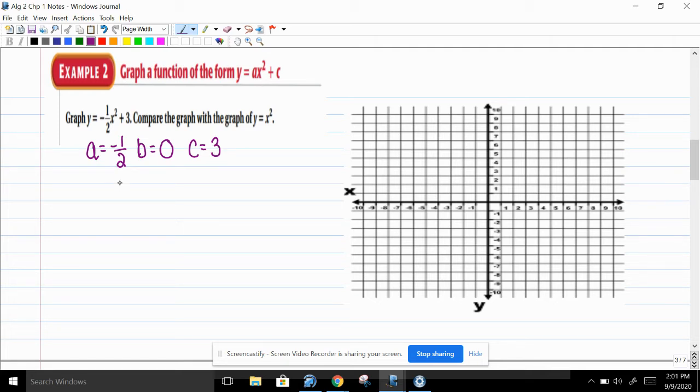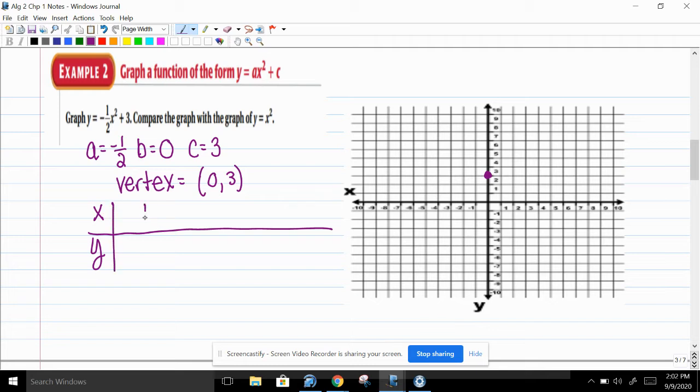Okay, so my vertex here, your vertex is going to be 0, comma, whatever c is. In this case, c is equal to 3. So my vertex for this one is 0, comma, 3. There's my vertex, 0, comma, 3. So when I make my table, I'm going to put 0, comma, 3 in the middle, since I know that's where the graph is changing direction. So here's 0, comma, 3.